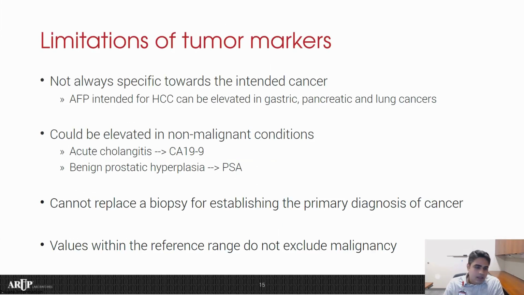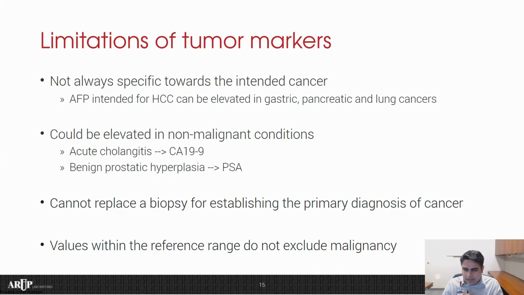So we talked about considerations for laboratorians. Now let's talk about some limitations of tumor markers as well. So they are not always specific towards the intended cancer. An example here is that AFP is intended for hepatocellular carcinoma, but can be elevated in other malignancies such as gastric, pancreatic, or lung cancers. Also, tumor markers can be elevated in non-malignant conditions. For example, acute cholangitis can lead to elevated CA19-9, or benign prostatic hyperplasia can cause elevated PSA levels.